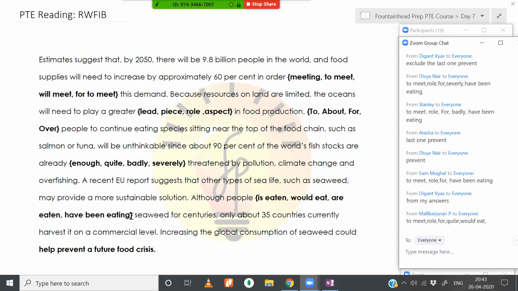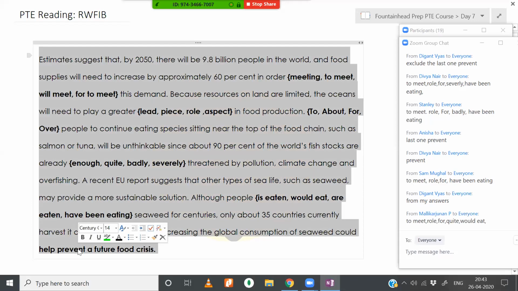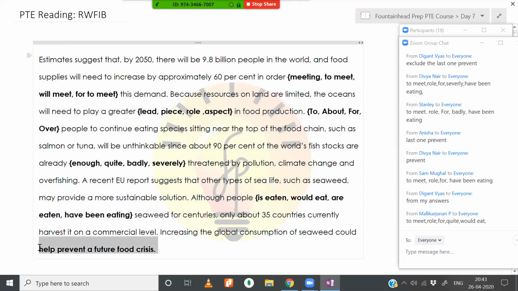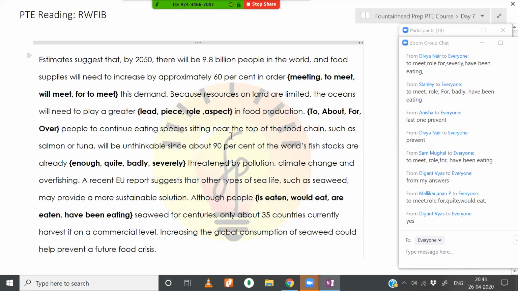Fine. Yeah, I mean, whatever we have in these curly braces, only consider those. So maybe this was unnecessarily highlighted in bold letters. So let's see, what's the answer for the first one? 60% in order to meet. In order to meet is the right one. Okay.